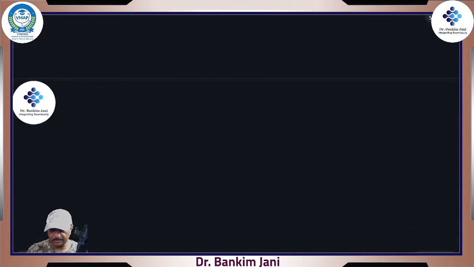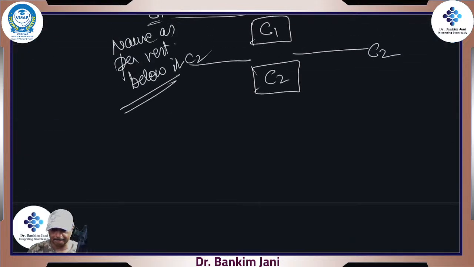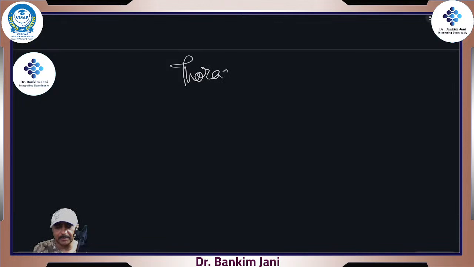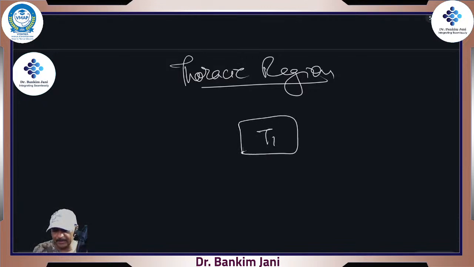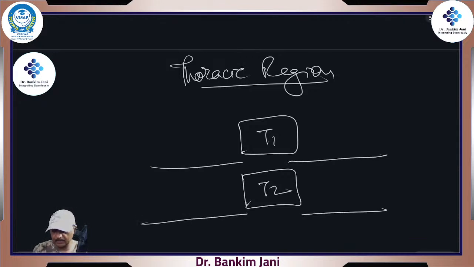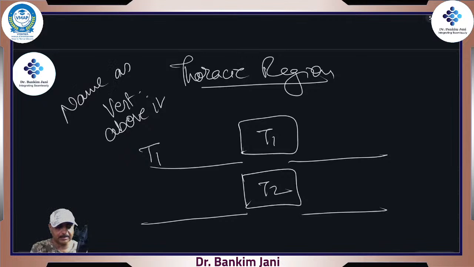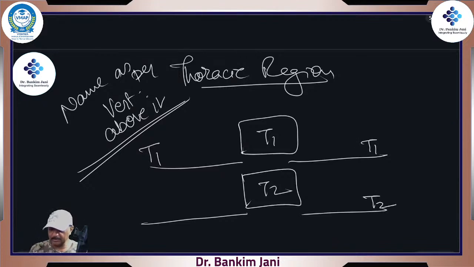When it comes to the thoracic region, things change. In the thoracic region, the spinal nerve takes its name from the vertebra which is above it. So here it is T1, here it is T2. Over here we'll call it T1 because it is named as per the vertebra above it. For this one, T2, because the vertebra above it is T2. So far, things are fine.